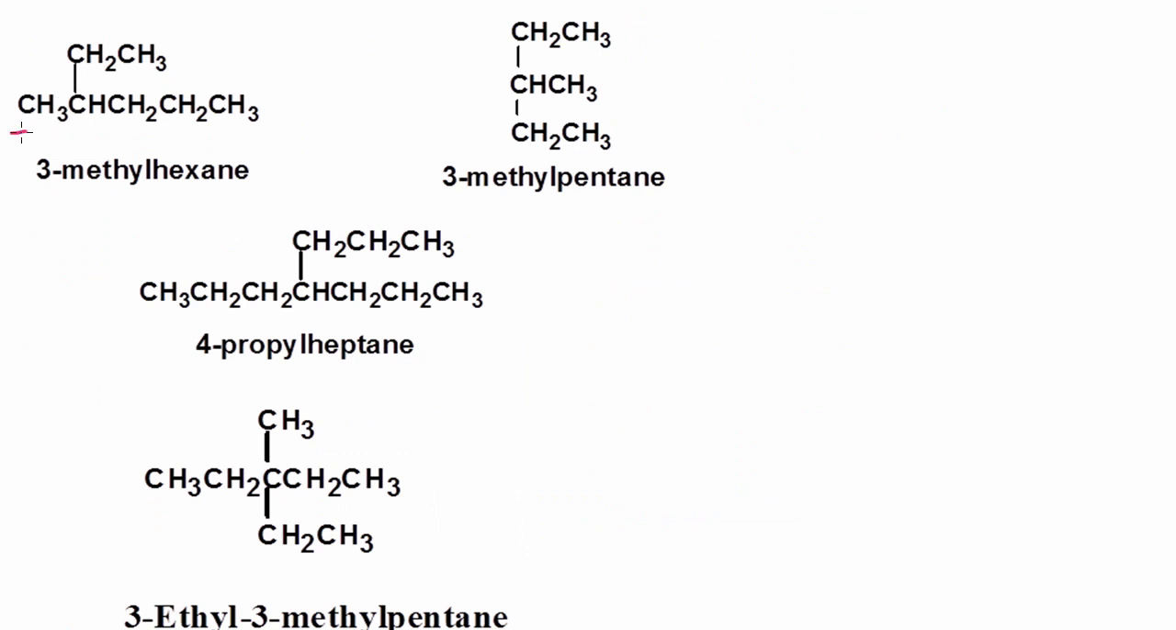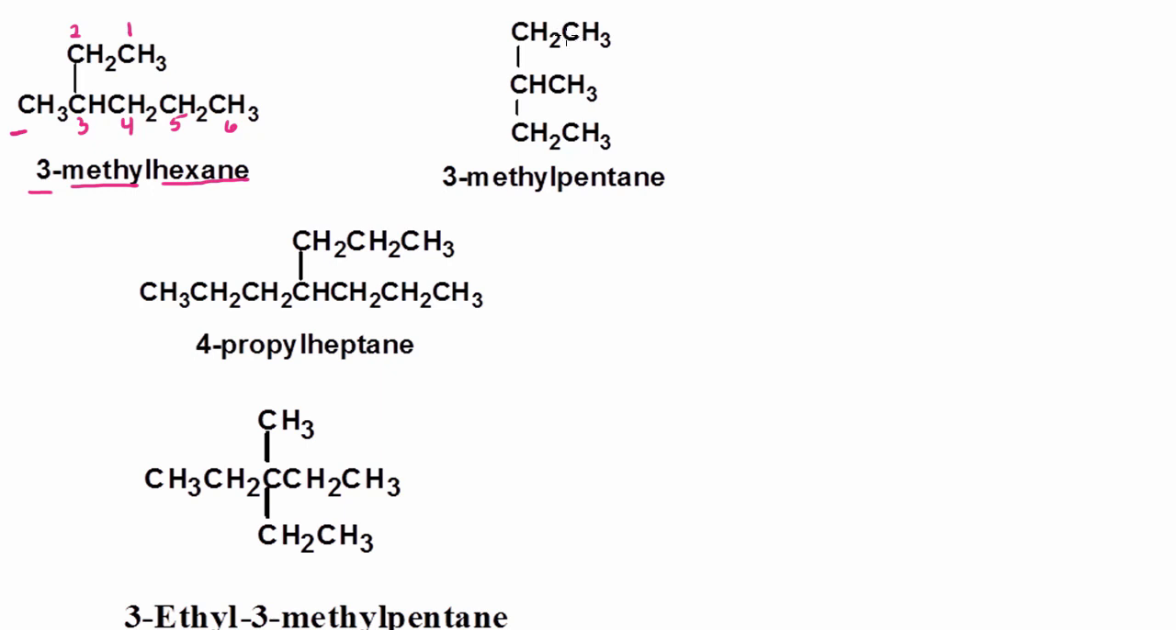So let's take a look at this one here, and let's see how we got this name. So I'm going to number my carbons 1, 2, 3, 4, 5, 6. So I have a hexane, and on carbon number 3 is a methyl group. So this would be 3-methylhexane.